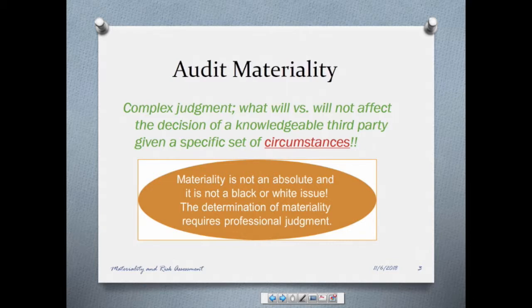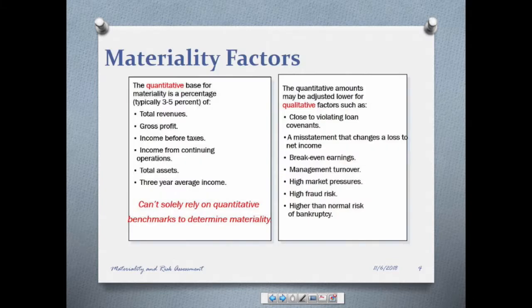Qualitative materiality, right, is considered when there are factors that could impact a reasonable user, the fact that those things exist. So even though something may be quantitatively immaterial, if one of these factors exists, it makes it qualitatively material. Because remember, what would matter to a reasonable investor?